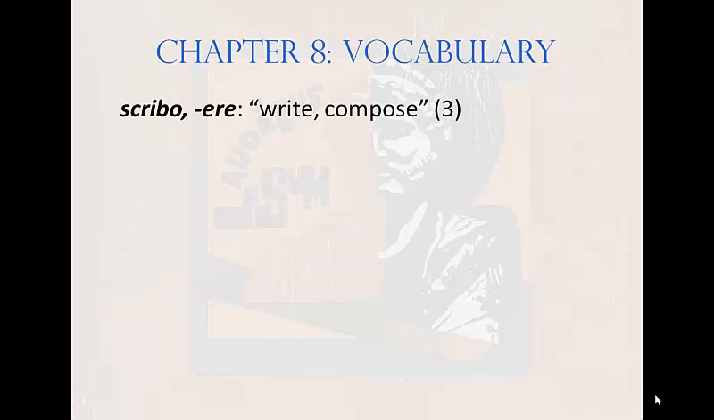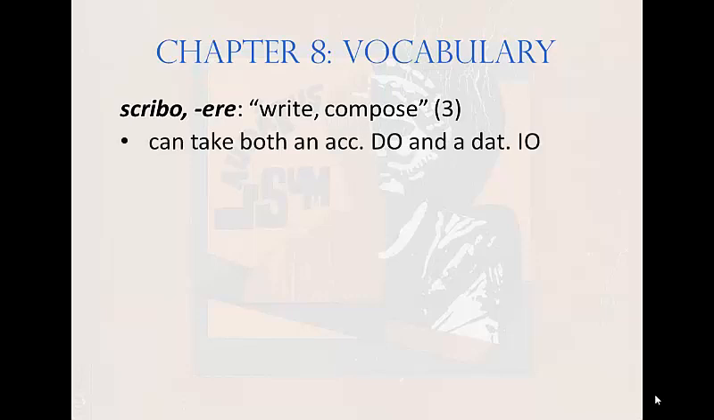Finally, the last vocabulary item in this chapter is scribo scribere, meaning write or compose. It's a third conjugation verb. Because of its sense, scribo can take both an accusative direct object and a dative indirect object. That is, you can write something, accusative direct object, to someone, dative indirect object.